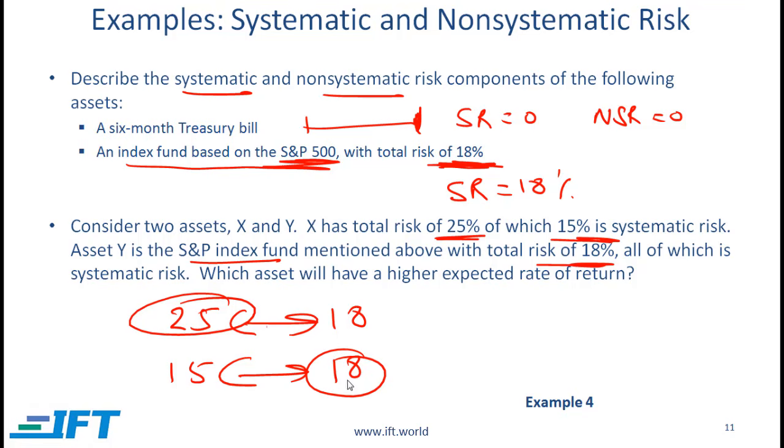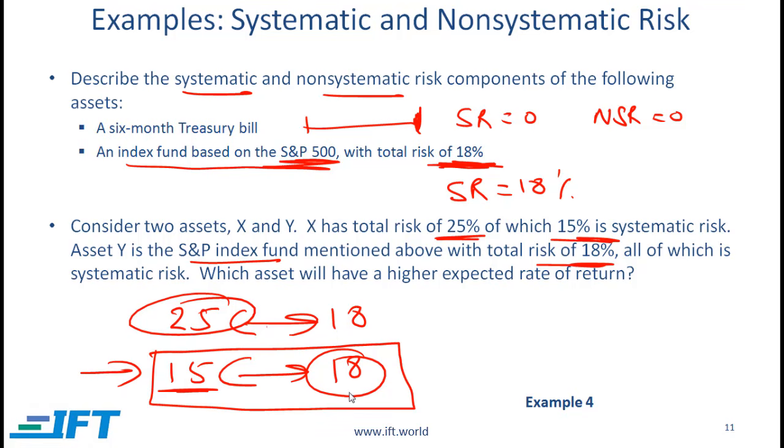Given what we talked about earlier, only systematic risk is priced. So we need to look at this comparison, the comparison between the systematic risk of the two assets. Given that asset Y has higher systematic risk, we can expect a higher return over here. It would not be sensible to invest in X because A, you are taking higher risk, and B, you are getting a lower return. Now do example 4 from the curriculum.